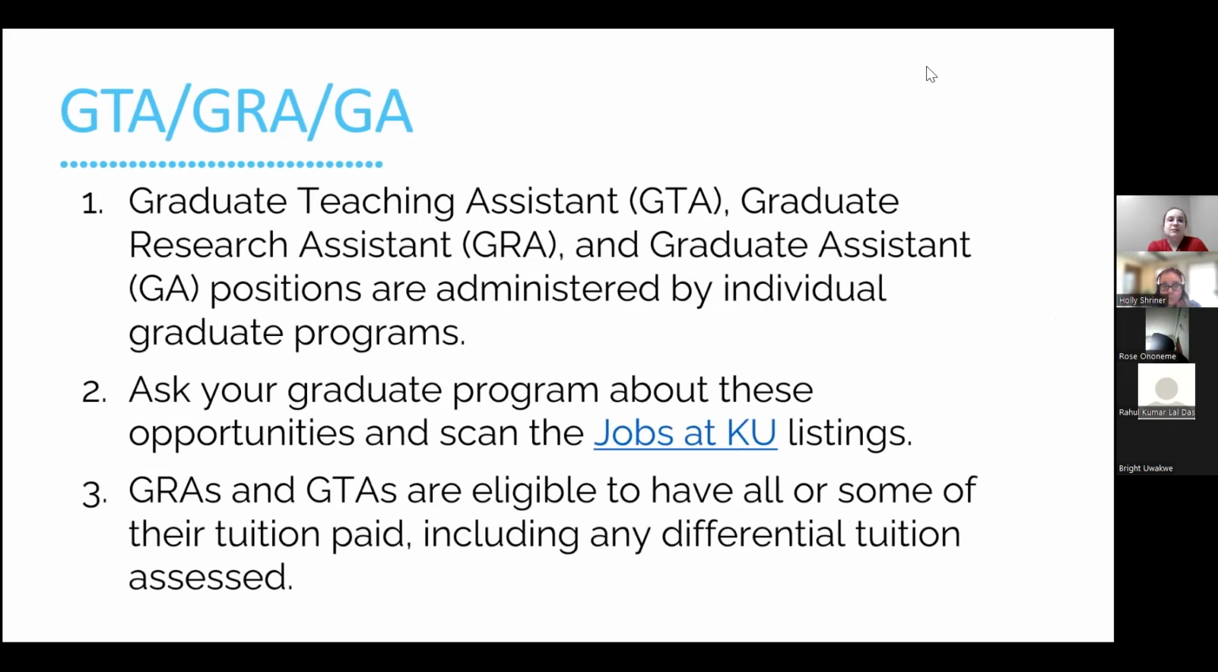And then the next type of funding opportunities is usually going to be a GTA, GRA, or GA position. And this would be something that's going to be administered by your individual graduate programs. And so you'd want to make sure that you're asking your graduate programs about these, if there's any opportunities. You can also scan the employment website through KU to look for additional listings.